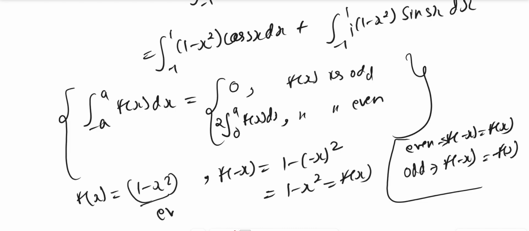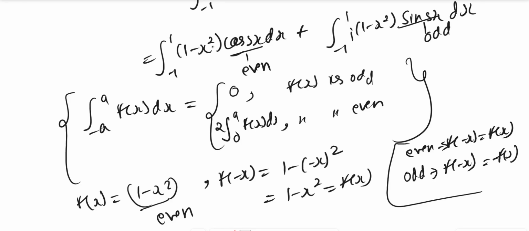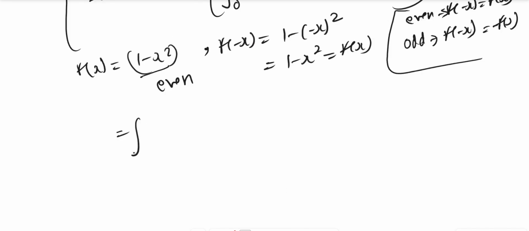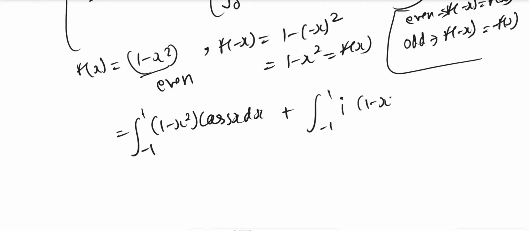So ये क्या है? This function is even. Now, cos x क्या होता है? Cos x function is even function and sin x function is odd function, that we must know. So 1 minus x square is even and cos is even. Now even times even is even, and even times odd is odd. So ये वाली पूरी term odd है, तो इसका integration क्या हो जाएगा 0, and इसको हम simplify करेंगे. So हम लिखेंगे it was integration minus 1 to 1 of 1 minus x square cos sx dx plus integration minus 1 to 1 iota 1 minus x square sin sx dx.